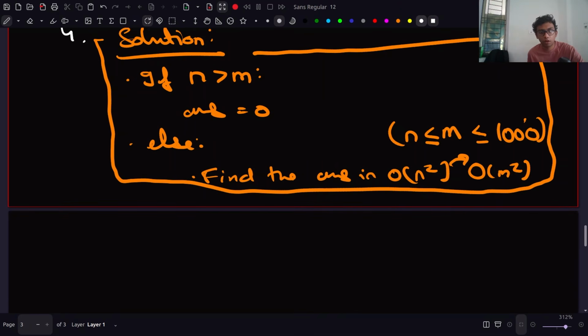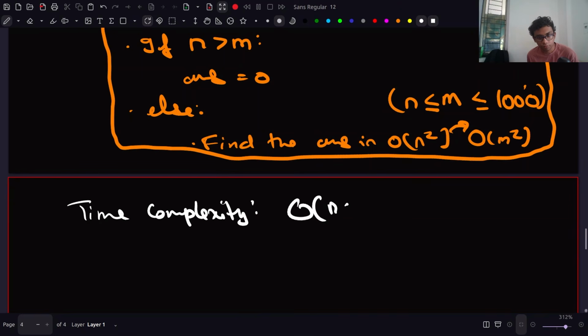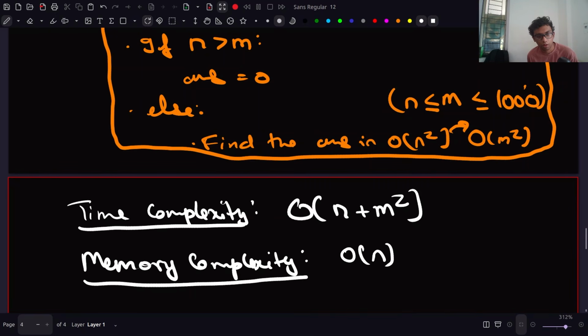We can write it down. The code for this is a pretty straightforward implementation. The time complexity we can say is big O of n plus m squared, or you can just write big O of m squared. But to be completely formal, it would be written as big O of n plus m squared. The memory complexity here would simply be big O of n, because you're just storing the values once and calculating the product with respect to mod.